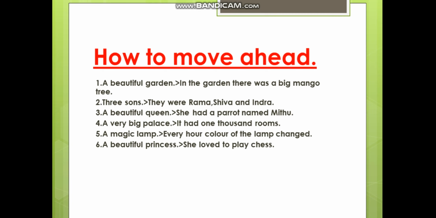Once upon a time there was a king. He had a beautiful princess. She loved to play chess. So simple. Once upon a time there was a king. He had a huge throne. It was decorated with 1000 diamonds. See, this is the way how you have to move ahead.